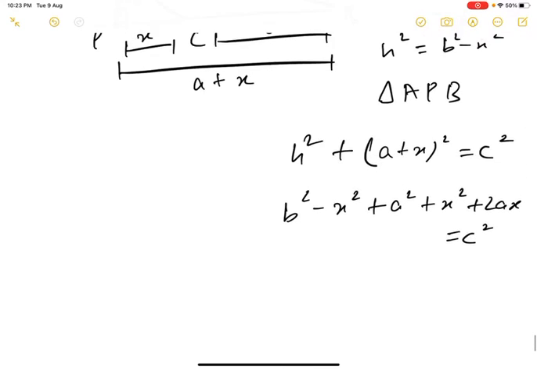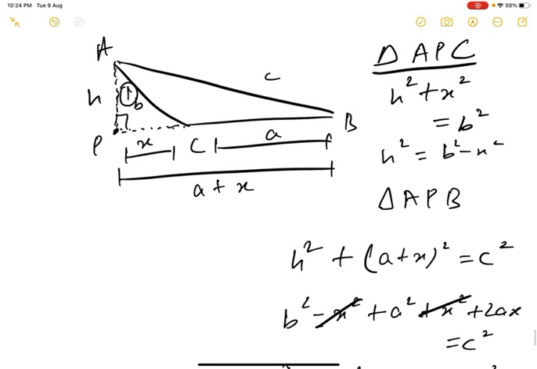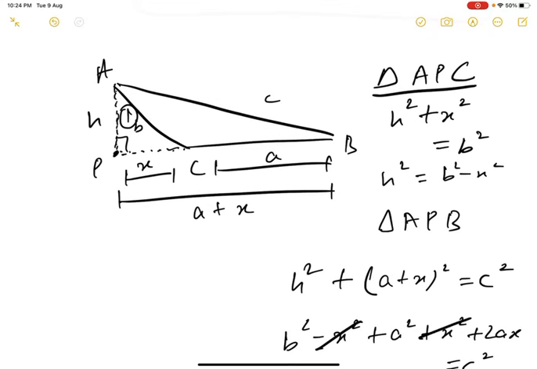And then this x and x get cancelled, so you're having a squared plus b squared plus 2ax is equal to c squared. Now how will you find x in this situation?